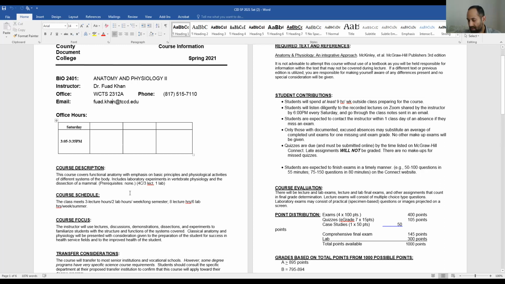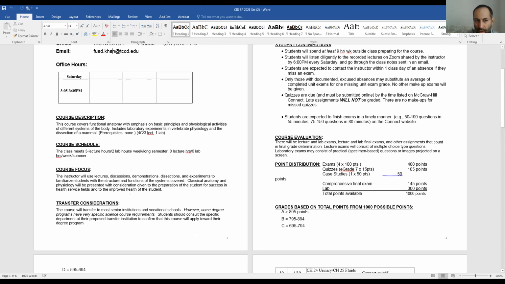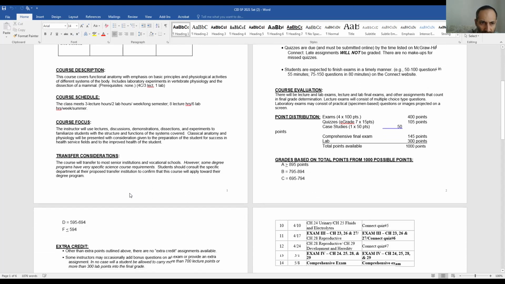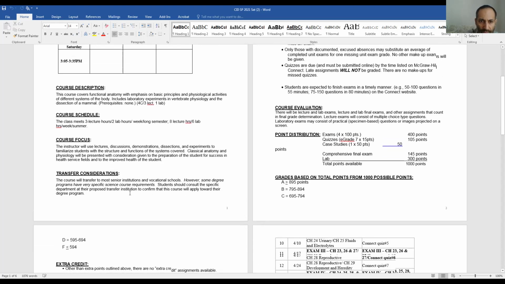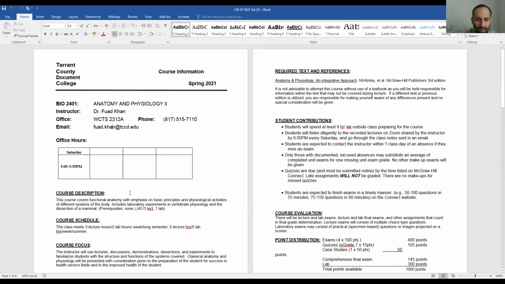So then what follows here is a course description, which of course talks about what basically the course is, anatomy and physiology. And some of this information is redundant. It doesn't apply now, again, because we are 100% virtual at this point. But please feel free to browse over all of this information that is given here, okay? Course focus, of course, is on the study of anatomy and physiology, okay? Transfer considerations. If you have any questions, let me know. If I do not have the answers, I will certainly find someone who can answer those questions for you.